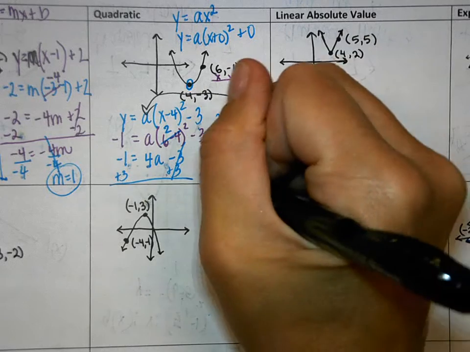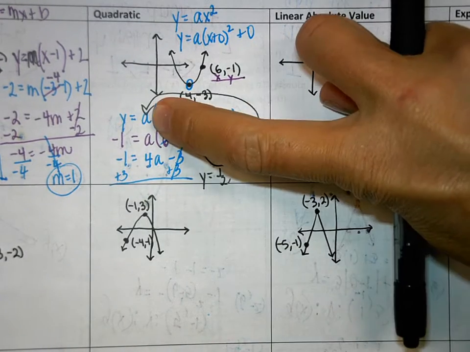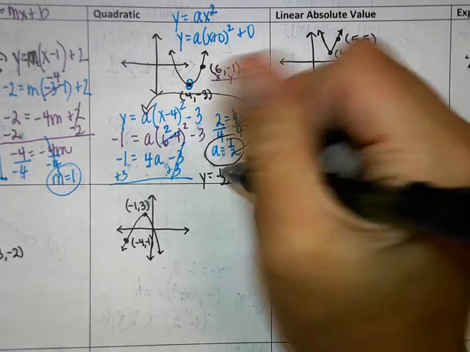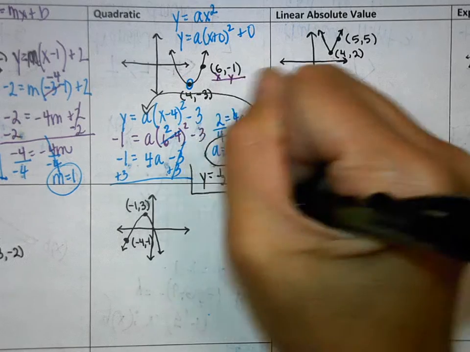Good. I think I heard it. So y equals 1/2. Okay, so I'm plugging that in for my a, and then I'm just going to write what I had here, which was x minus 4 squared minus 3. And that is my equation.